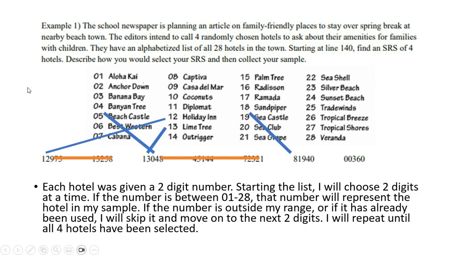And so this is what it would look like with the numbers. So the blue lines are showing the number go to which hotel, and the orange ones are crossed out because they aren't in our range. So because they're not in our range, we just move on to the next 2 after those.